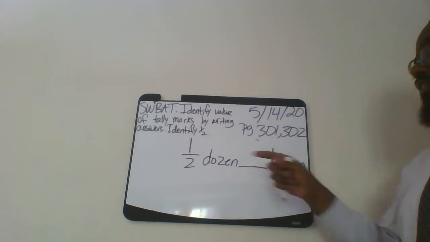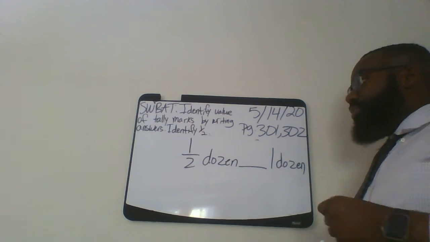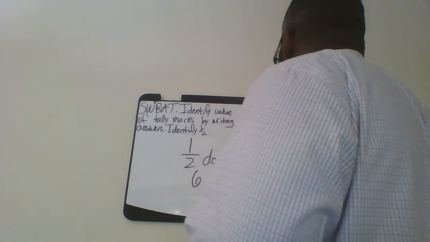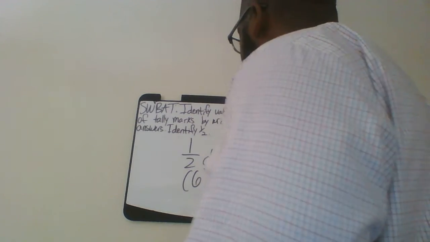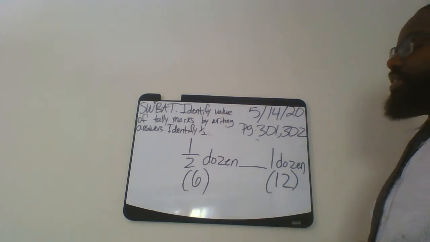Here we have half a dozen and 1 dozen. Is half a dozen greater than or less than 1 dozen? Half a dozen, if you don't know, is 6. And a dozen is 12. Put these in parentheses so you're able to see. Okay? 1 dozen is 12. Half a dozen is 6.